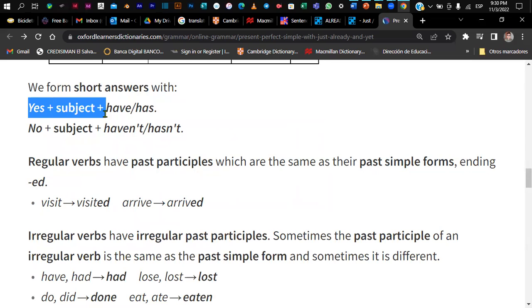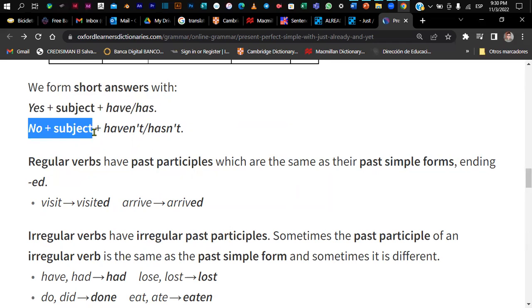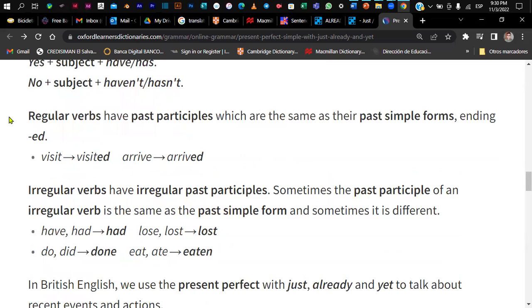Yes, plus subject, subject plus have, has. Okay, that's for affirmative. And for negative? No, plus subject, subject plus haven't, hasn't. All right.